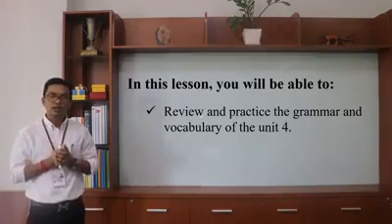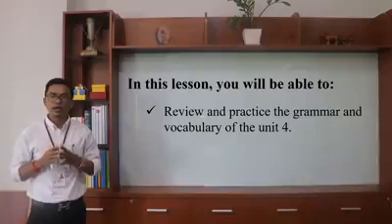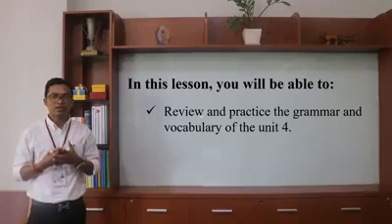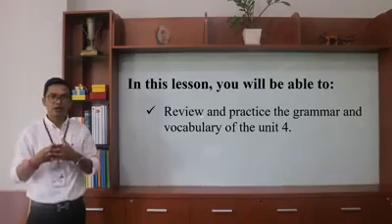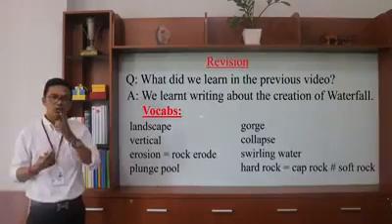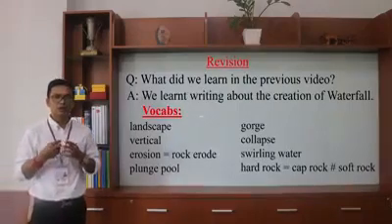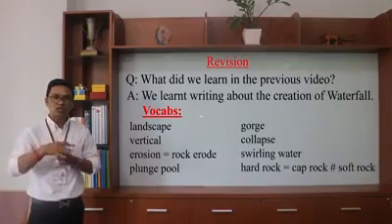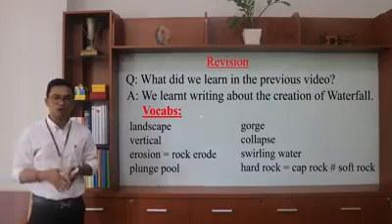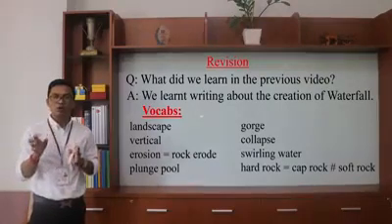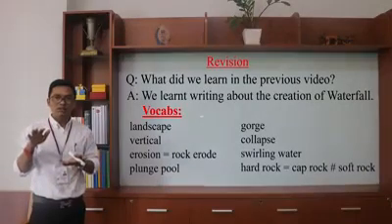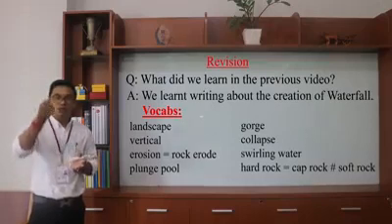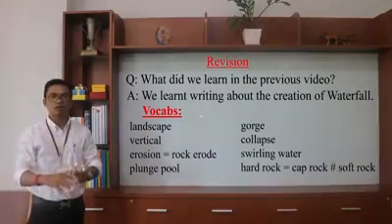Last week we talked about the creation of waterfalls, and you learned some important keywords as well as got a homework, so I need to check with you a little bit. The vocabulary that you learned are landscape, a beautiful view, and vertical. Vertical is when something drops from the top to the bottom. And erosion, or rocky roads. As you can see in the previous pictures, plunge pools. A plunge pool forms when water falls from a higher level to the bottom.